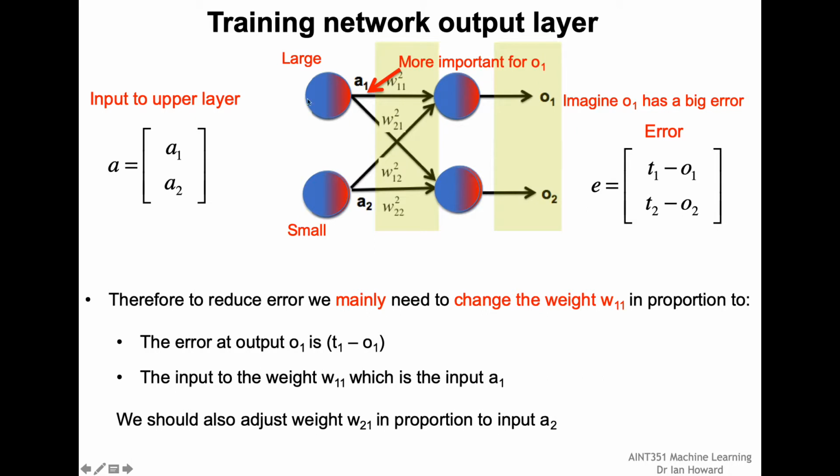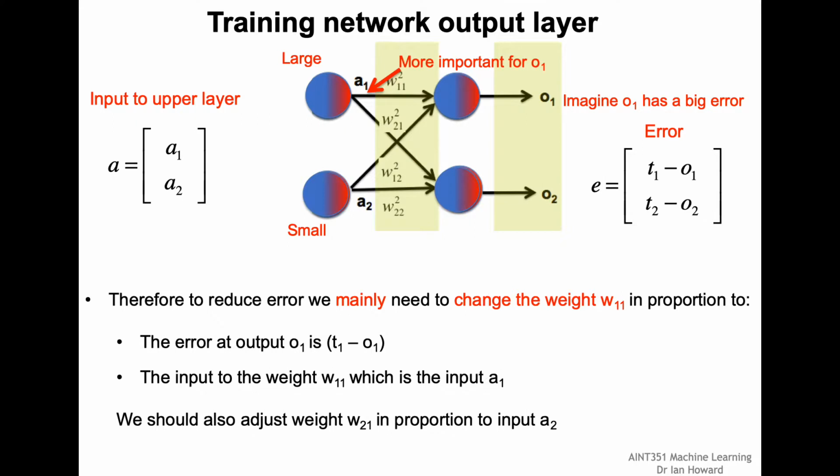But similarly, if A1 is also really, really big, then that's also going to be really important. So we need to change the weight that connects A1 and O1. So the weight W11, that's this one here, we need to change in proportion to the error, and we also need to change it in proportion to the input it's getting, which is A1.